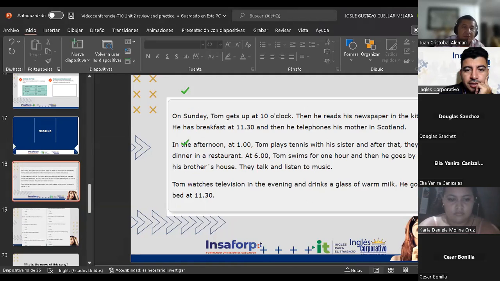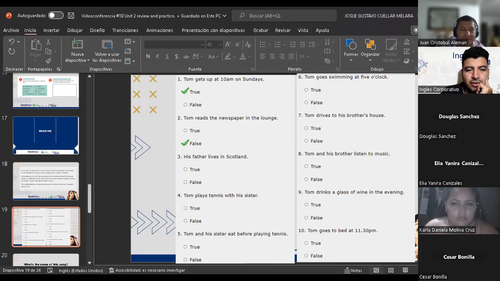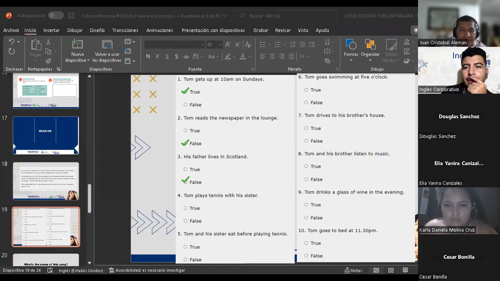But here we have, he telephones his mother in Scotland. His father, I guess, is not mentioned. So let's say false by now, because it is not mentioned. What about Elia and then Carly?